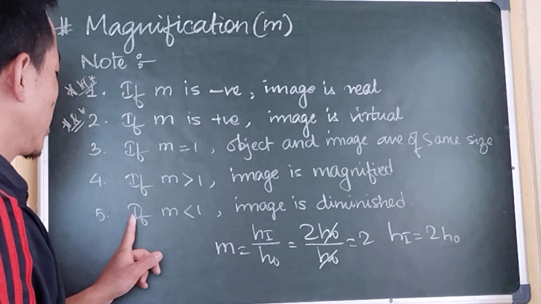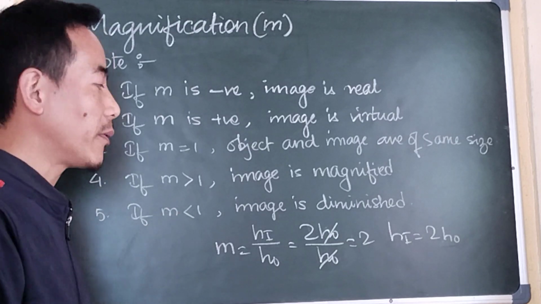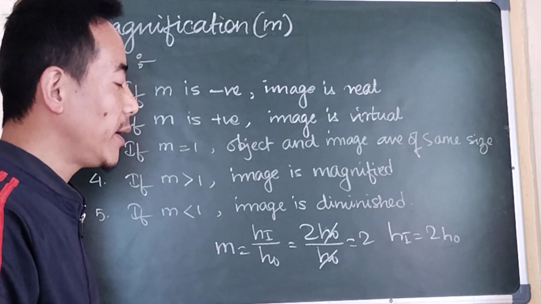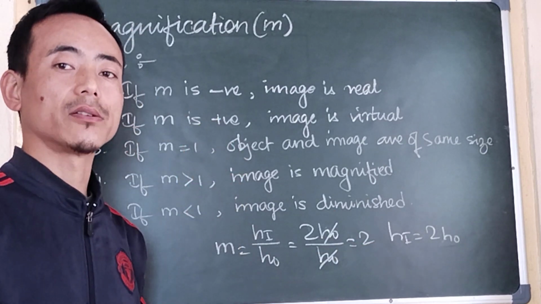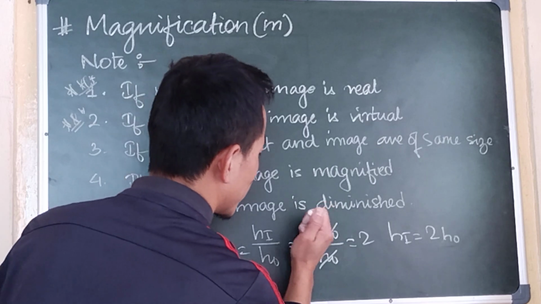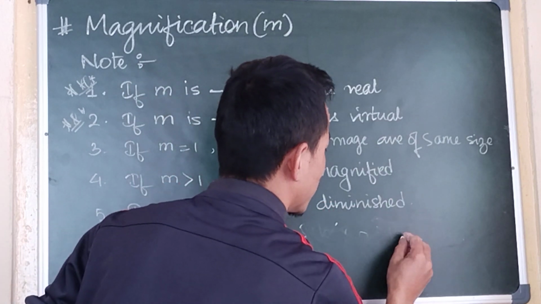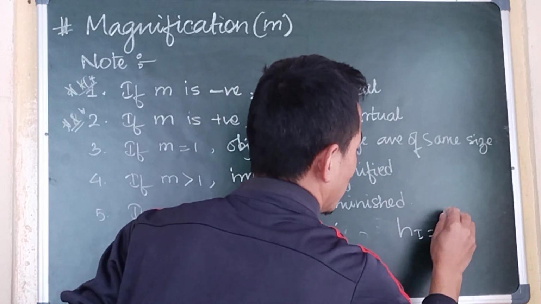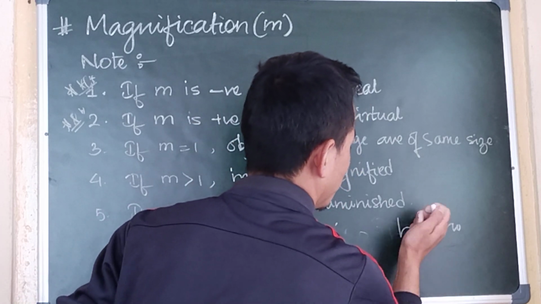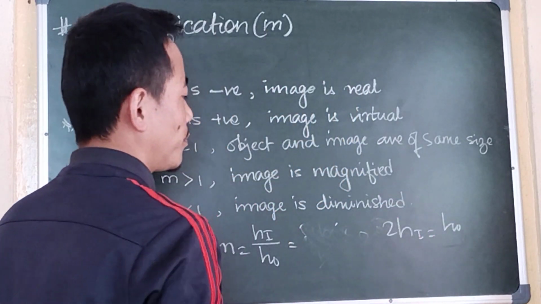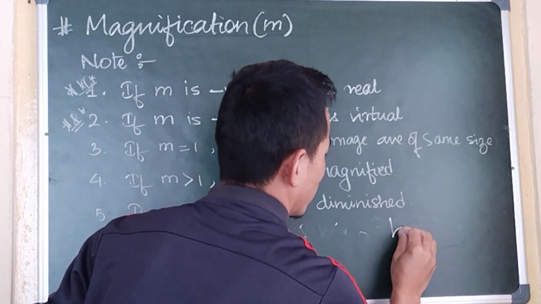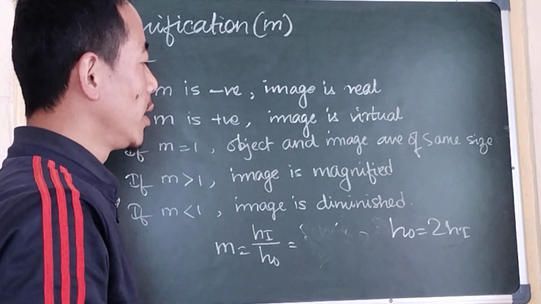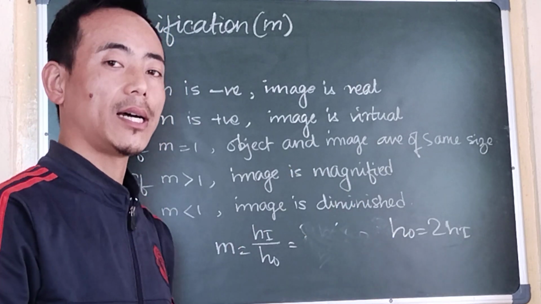And the last point here, if m is less than 1, then we have to understand that image is diminished, or the size of the image is smaller than the size of the object. So let's consider the case here. So let's say the height of the object is twice the height of the image. That means here image height is smaller than the height of the object.